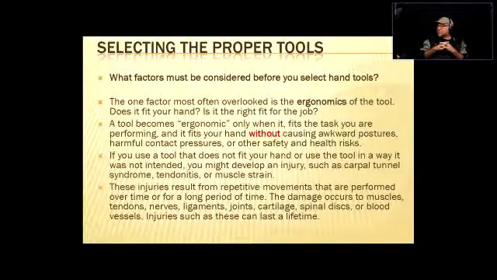These injuries result from repetitive movements that are performed over time or for a long period of time. The damage occurs to muscles, tendons, nerves, ligaments, joints, cartilage, spinal discs, or blood vessels. Injuries such as these can last a lifetime, right? Yeah, I was just saying, two types of injuries.